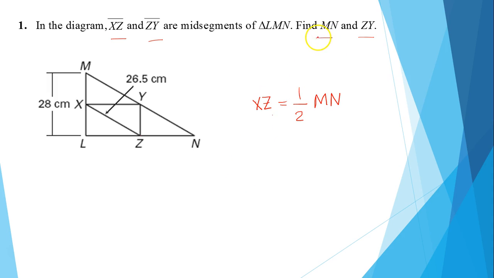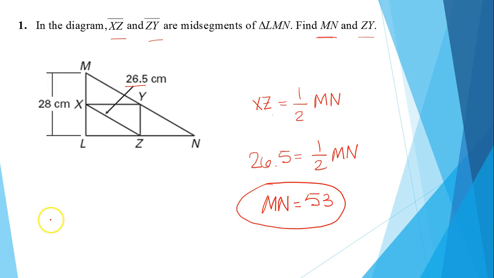So we're asked to find what MN is for part of this question. Well, we know XZ is 26.5. Plug that in and solve for MN. So multiply this side by 2 and you've got MN. So MN in this case is going to equal 53. And you're done.